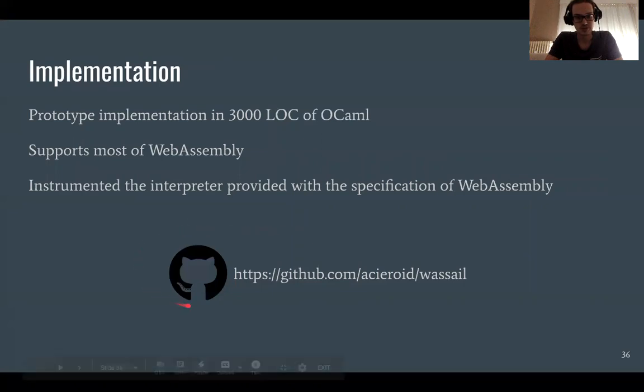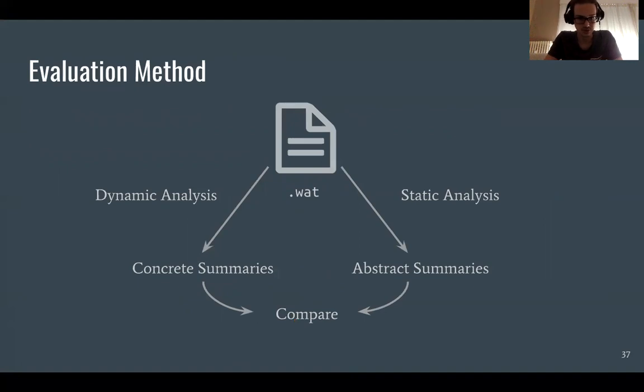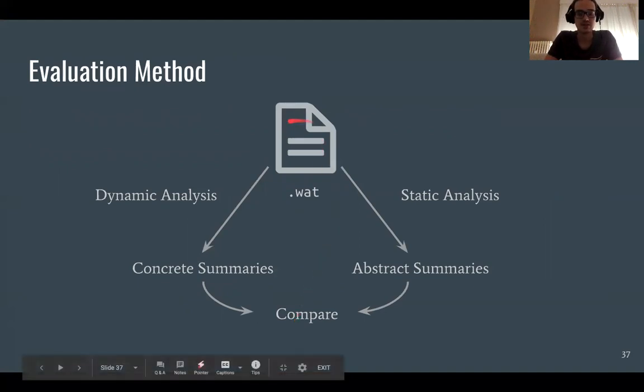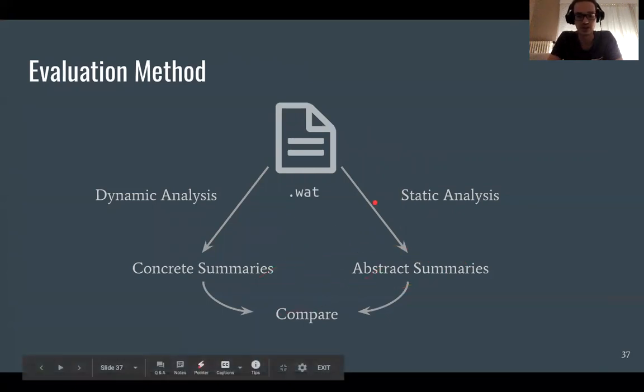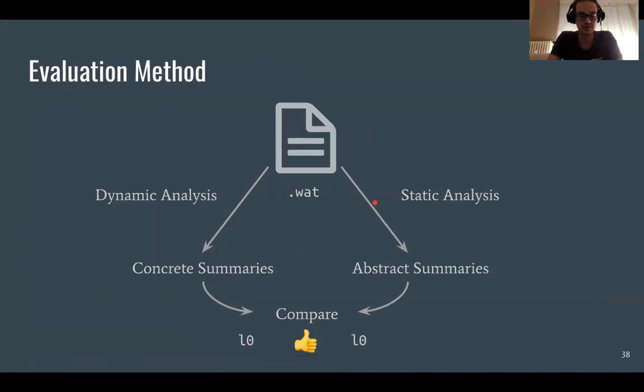All of our implementation is available online for free, and we have evaluated it as follows. So our method was the following. Given a WebAssembly program, we run it with the instrumented interpreter, basically our dynamic analysis, to produce a set of concrete summaries. We also analyze it with our static analysis to produce abstract summaries, and then we can compare the abstract summaries to the concrete summaries. If they match, that's all good. If, however, the abstract summaries contain more information than the concrete summaries, it means that they may be imprecise, so they are marked as a potential imprecision in the analysis.